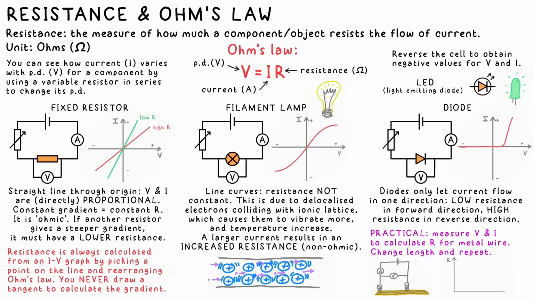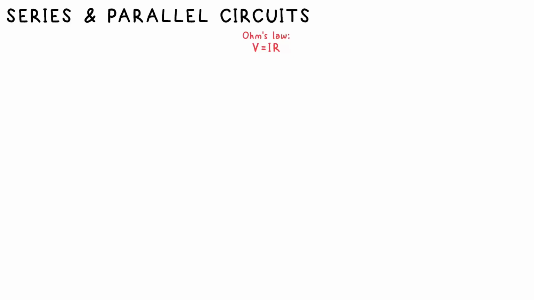Then we can move one clip further up the wire to see how the length of this wire affects resistance. You should end up with a straight line through the origin, showing that resistance and length of wire are directly proportional. Series and parallel circuits. This is where things get a bit tricky.